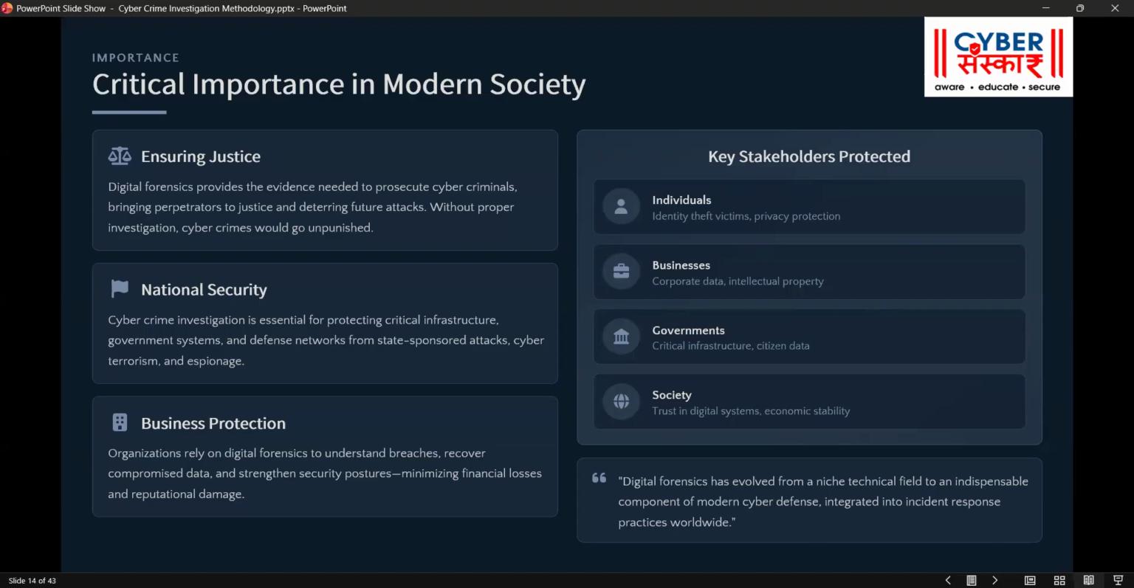Next point is national security. Cybercrime investigation is essential for protecting critical infrastructure, government systems, and defense networks from state-sponsored attacks, cyber terrorism, and espionage.